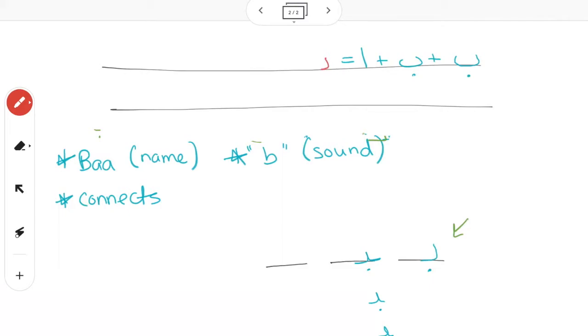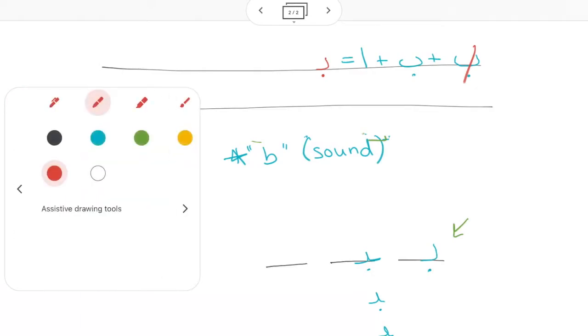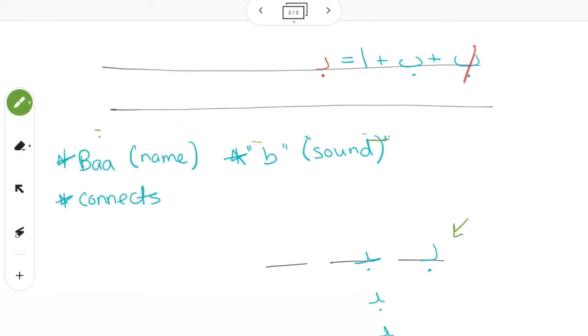Okay, so that first ba is going to be an initial position. So it looks like this. That's the first ba. Okay. The second ba, I'll do in a different color, is going to look like this, medial. So we're going to take this connecting point, draw a vertical line up, and then put a dot underneath. That's our second ba.